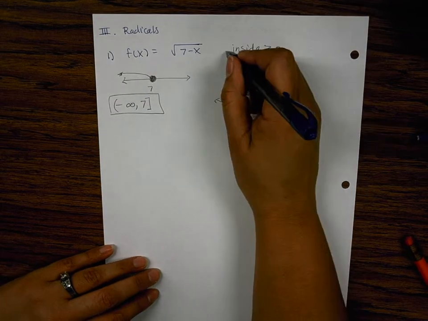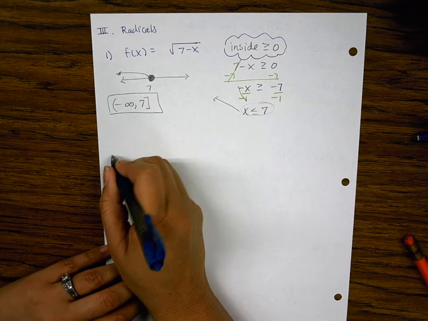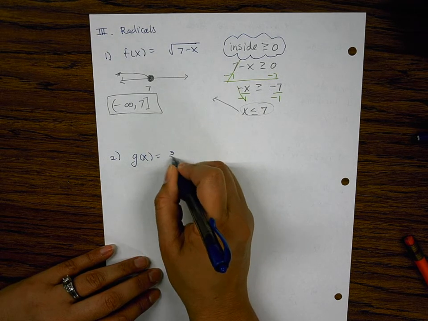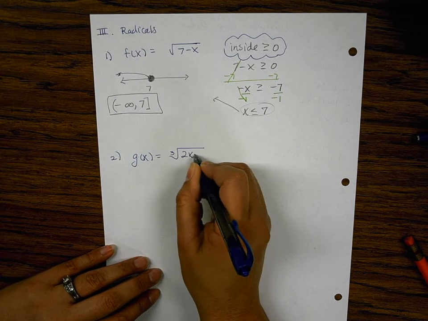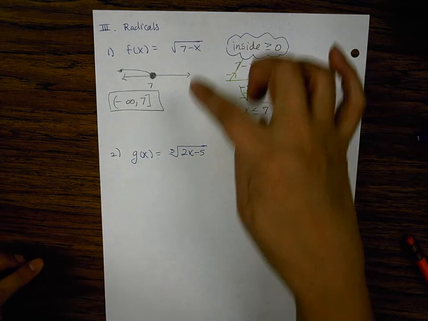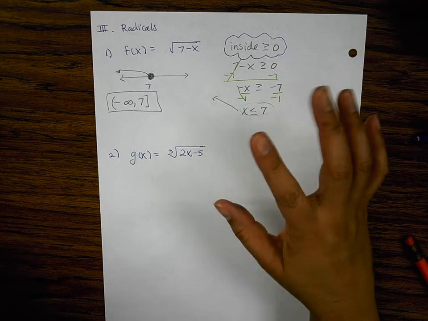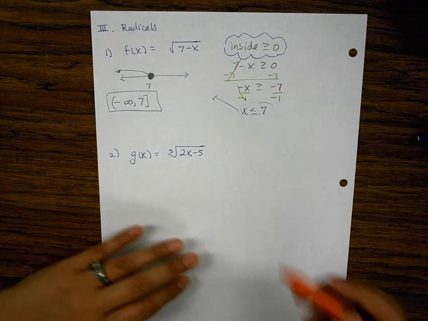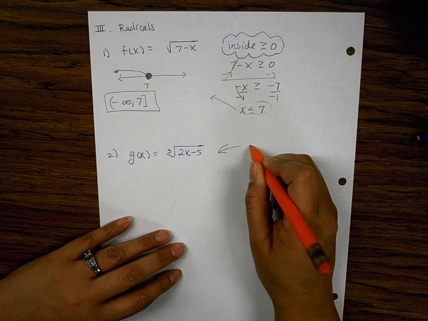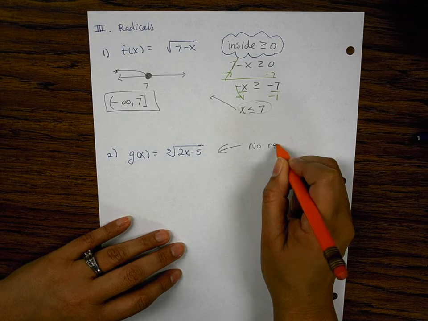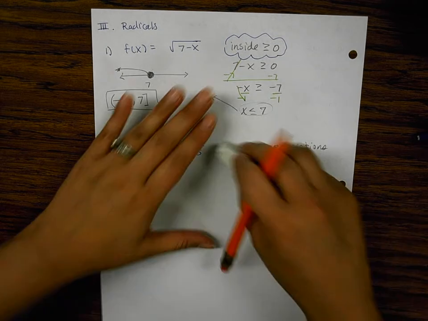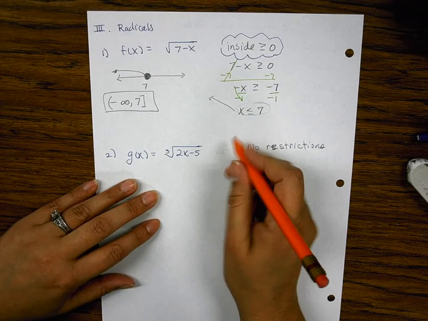All right. What if I had g of x equals the cube root of 2x minus 5? That does change things. It's no longer a square root. It's now a cube root. What are the restrictions with the cube root? No restrictions. With a cube root, there are no restrictions.